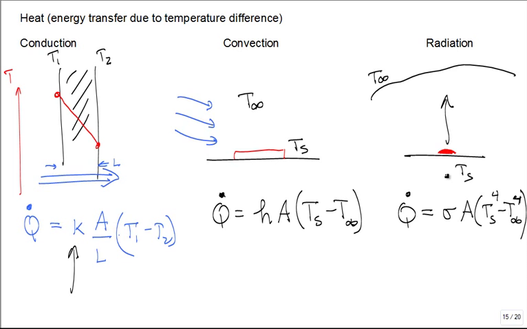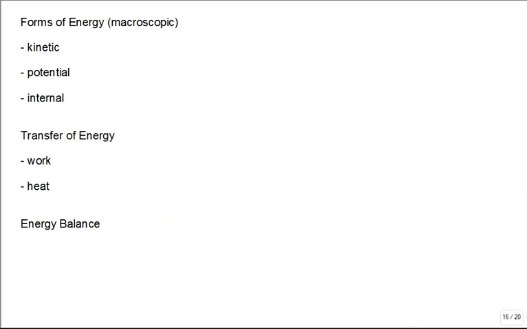a net radiative exchange Q dot given by the Stefan-Boltzmann law. Now we have forms of energy. Of these forms, we're interested in really just the macroscopic forms of energy. The kinetic, 1/2 mv squared. Potential, mgz. Internal: if it's hot, it has high internal energy. If it's cooler, it has lower internal energy. Think of it as related primarily to temperature, but not exclusively to temperature.